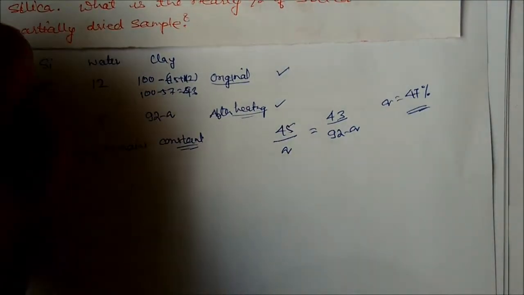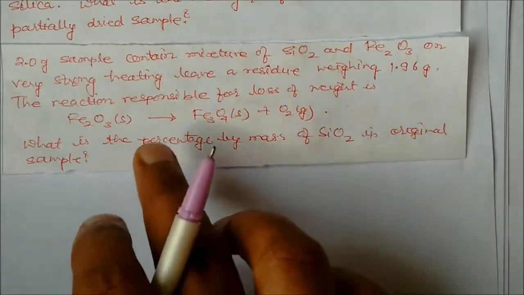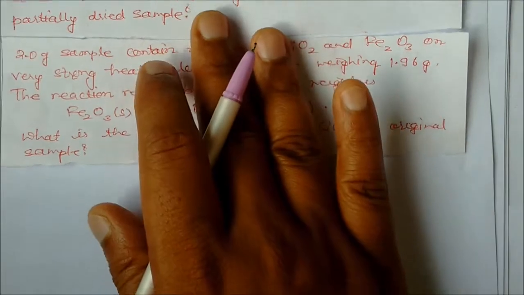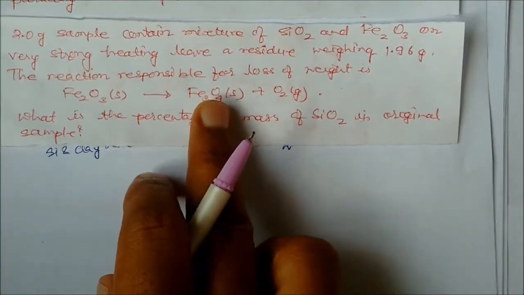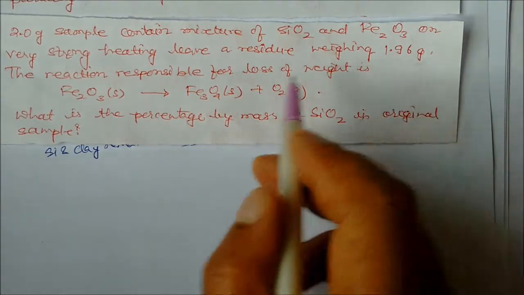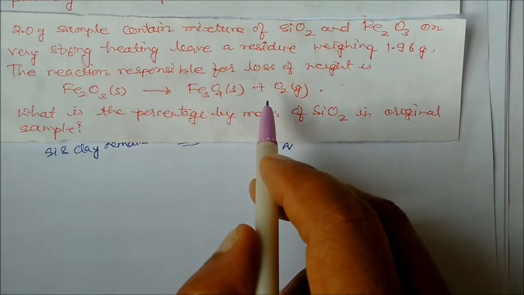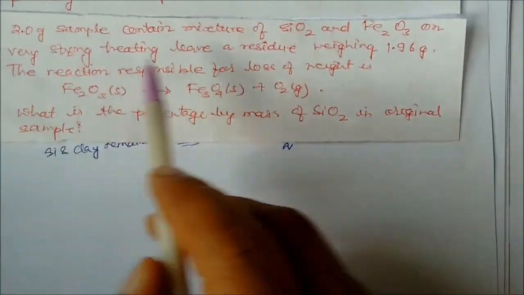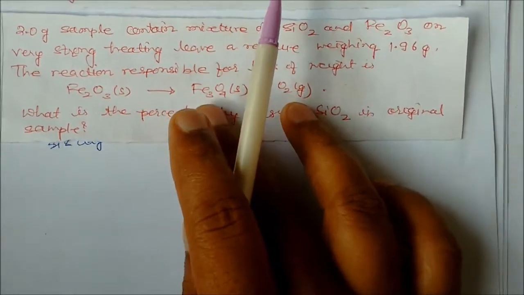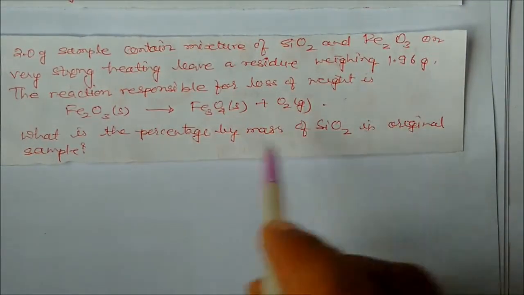So now we'll see the next one. A 2 gram mixture of silica oxide and iron oxide on very strong heating leaves a residue weighing 1.96 gram. The reaction responsible for loss of weight is given. So this 2 gram sample contains these two materials: one is silica oxide, one is Fe2O3. What is the percentage of mass of silica in the original sample?